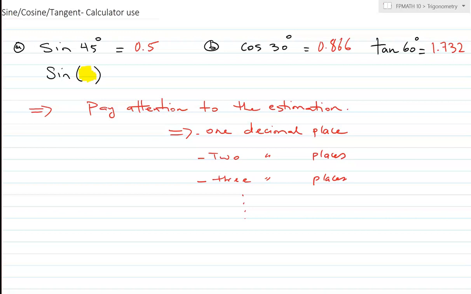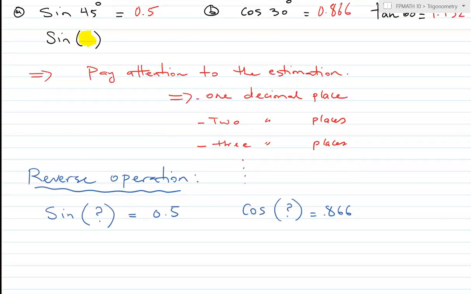You just pay attention to that. I give you 1 decimal place here, 3 decimal places there, 4 decimal places there. Okay, but just pay attention to that. Okay, now let's do the reverse operation.